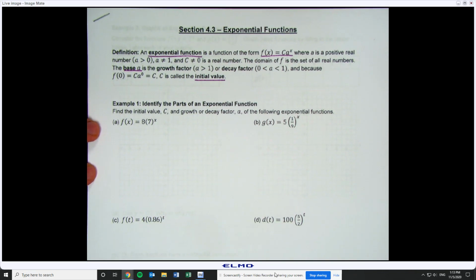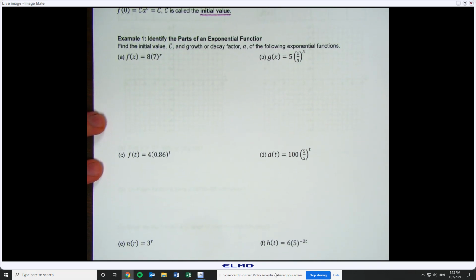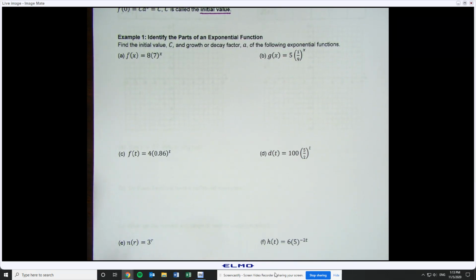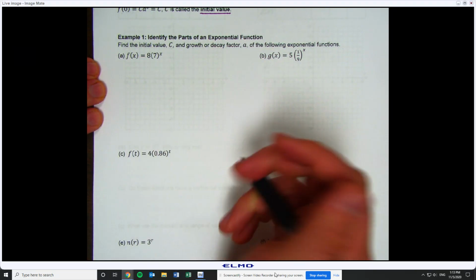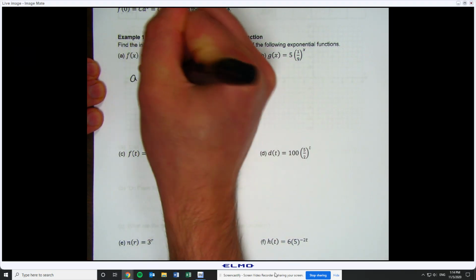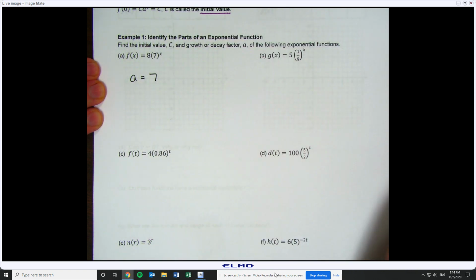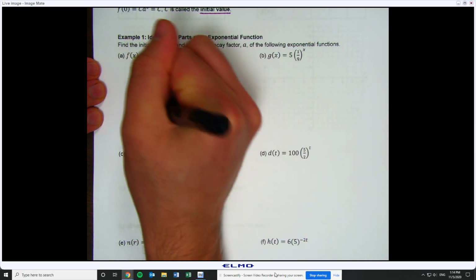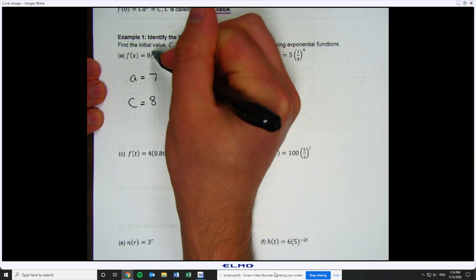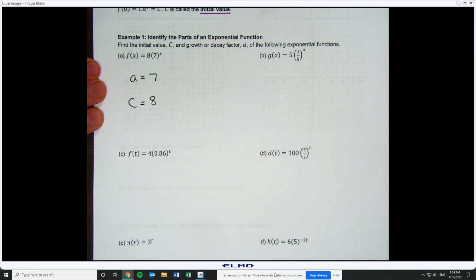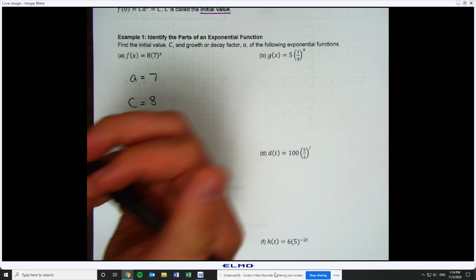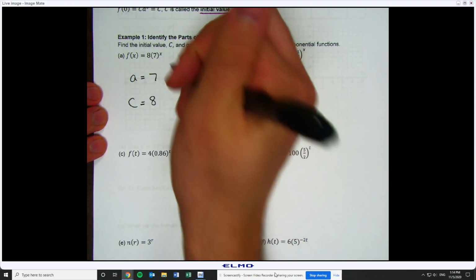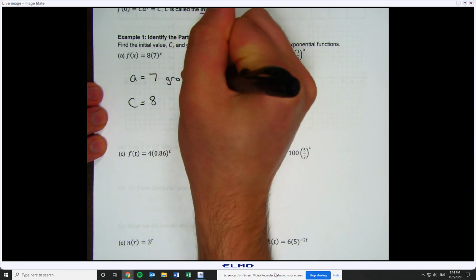All right, so to start with, all I wanted to do is figure out what your base, initial value, and growth or decay is for an exponential function. So looking at this one right here, my base a is equal to 7, because that is the one that has the exponent attached to it. The initial value, c, is 8. That's the one that does not have the exponent attached to it. Now, as far as whether this is a growth or decay, my base is bigger than 1. That means it is a growth.